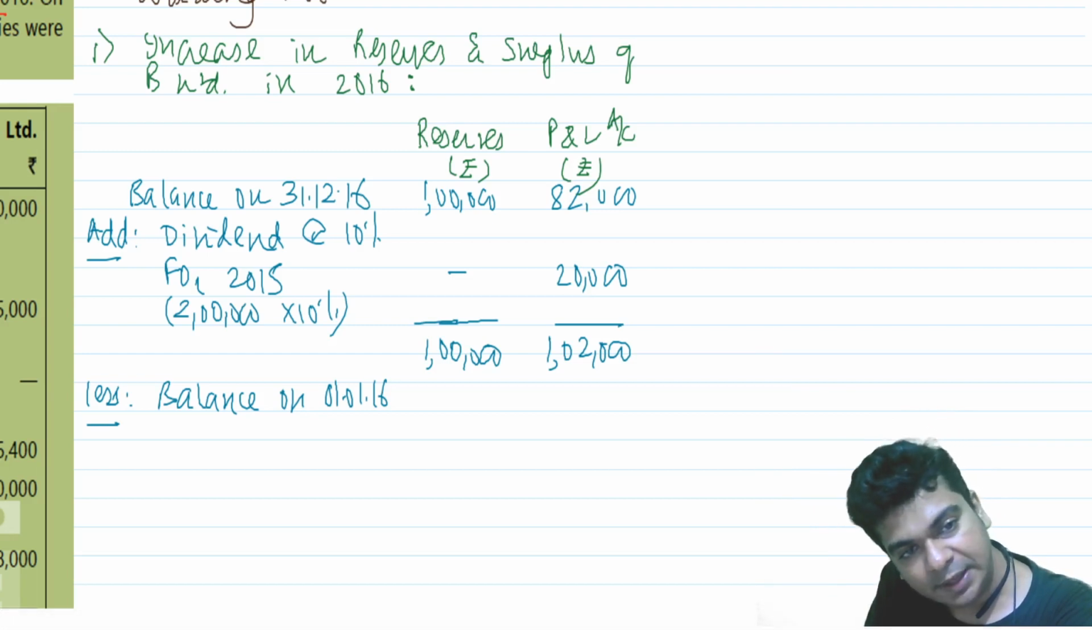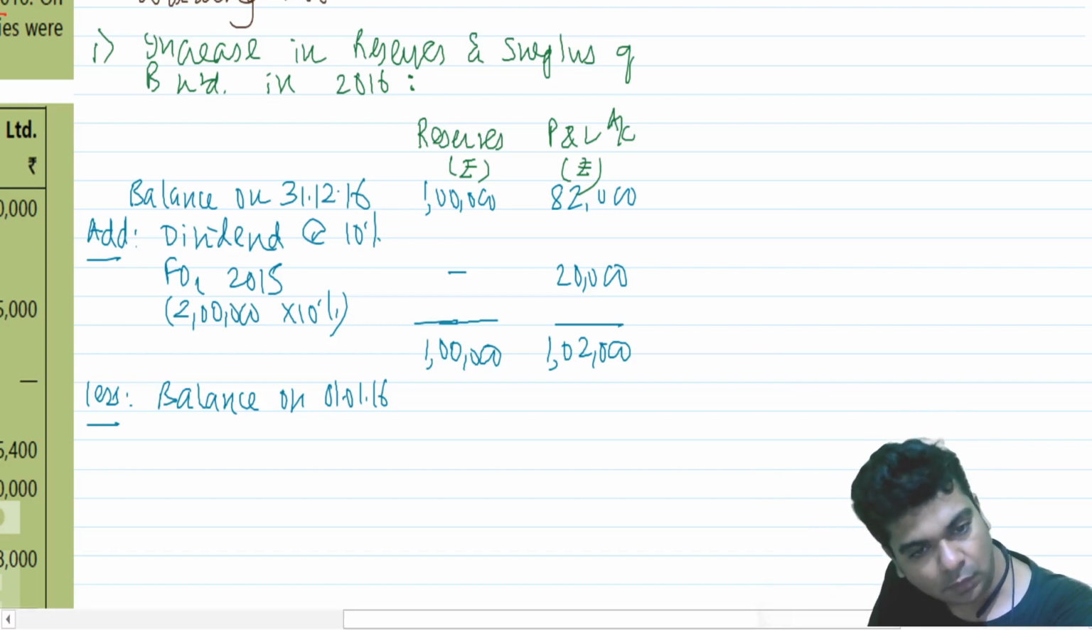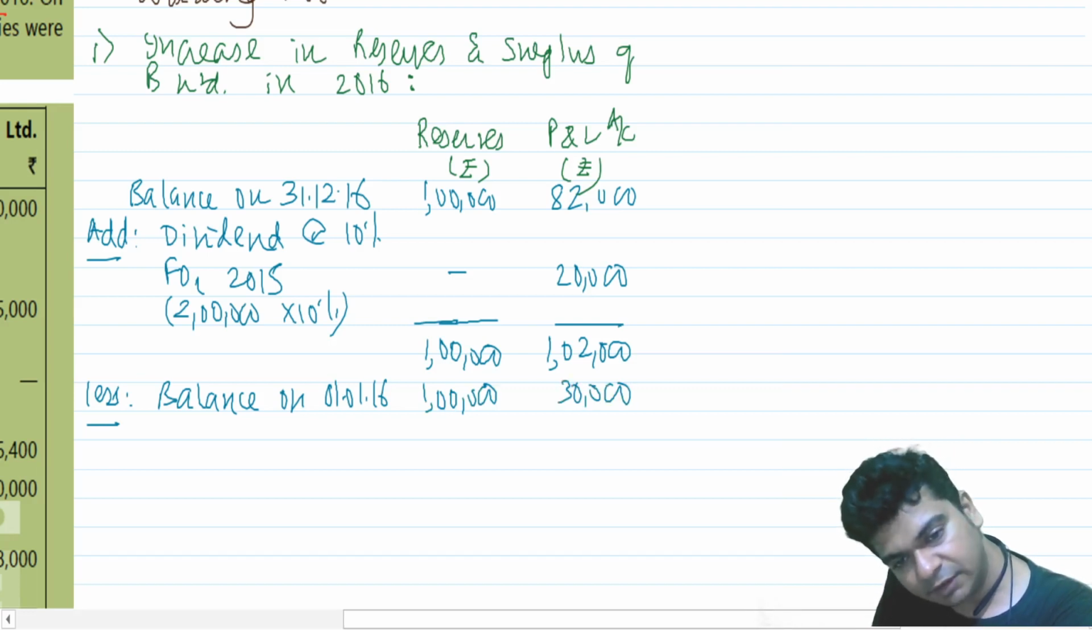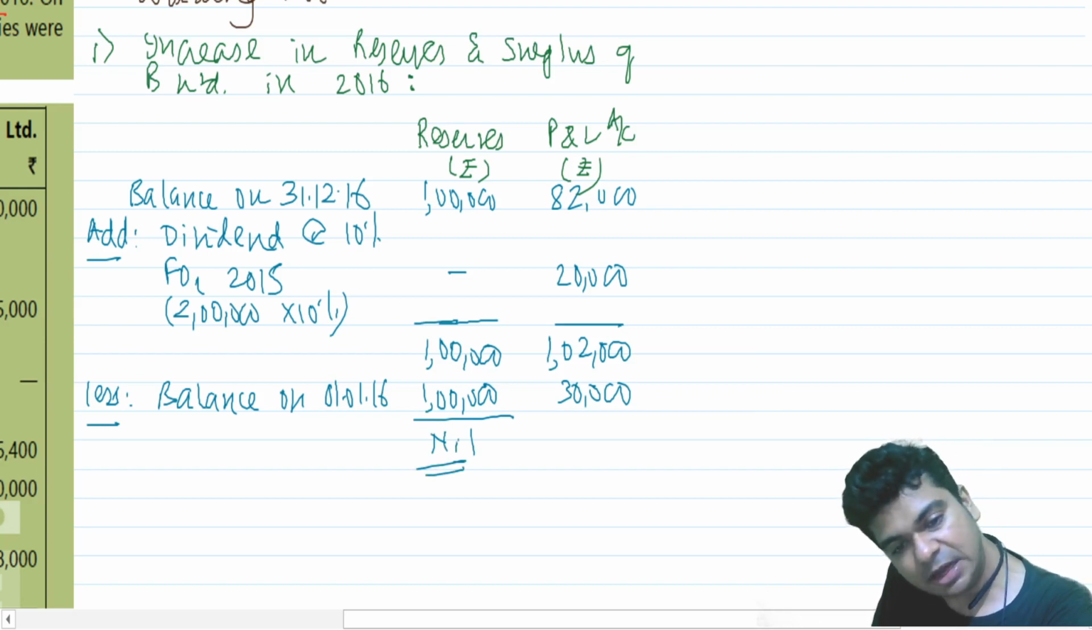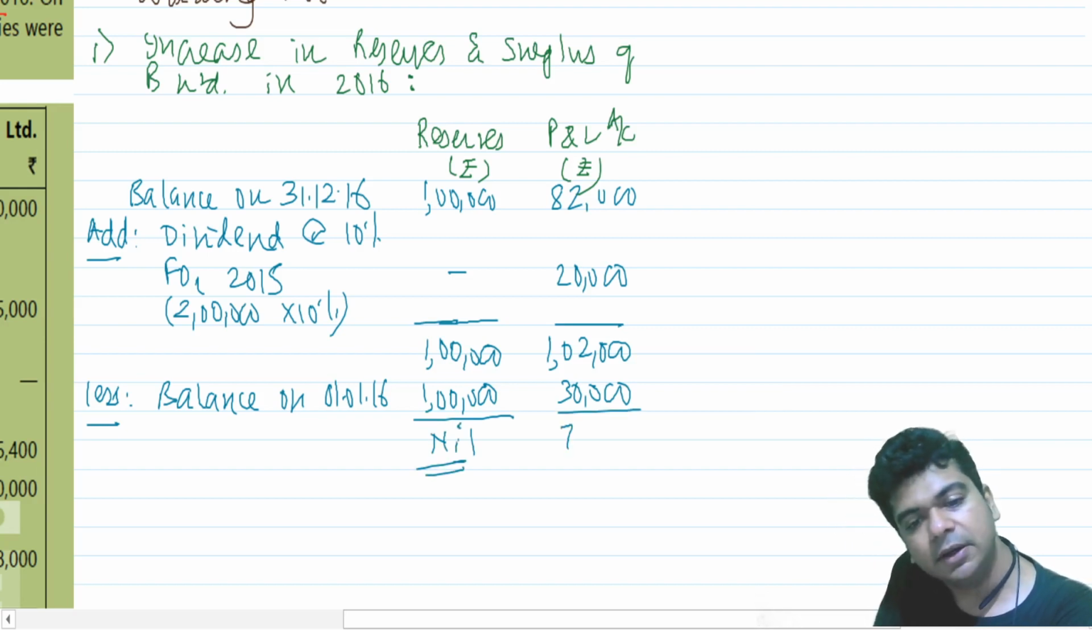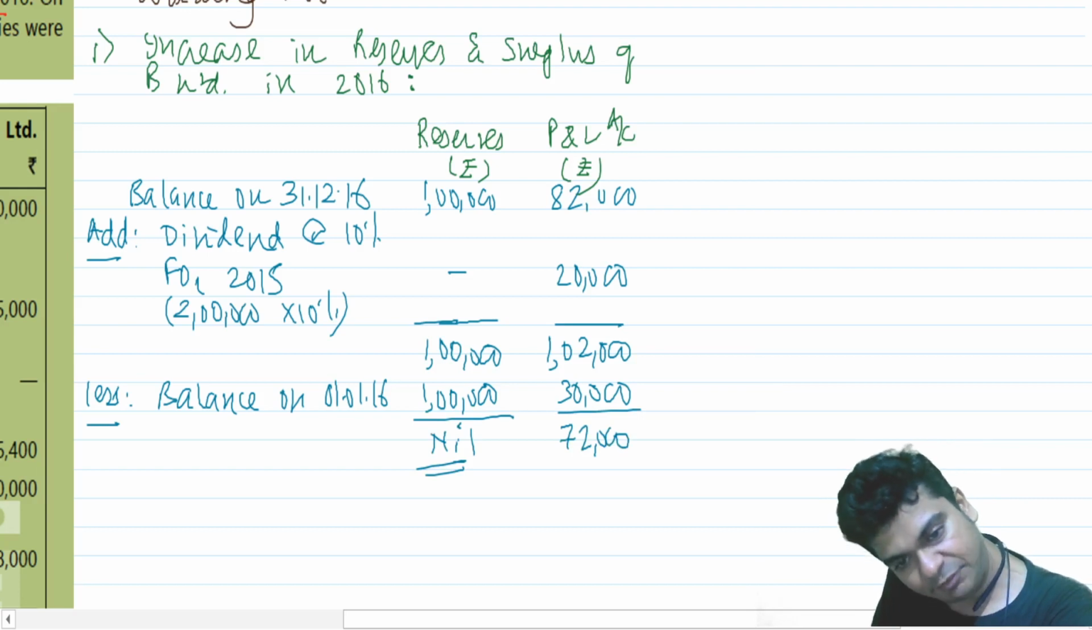So I'll put over here 1 lakh. Here 30,000 is given. That means there is no change in the reserves during the year. Here the P&L has changed by 72,000.